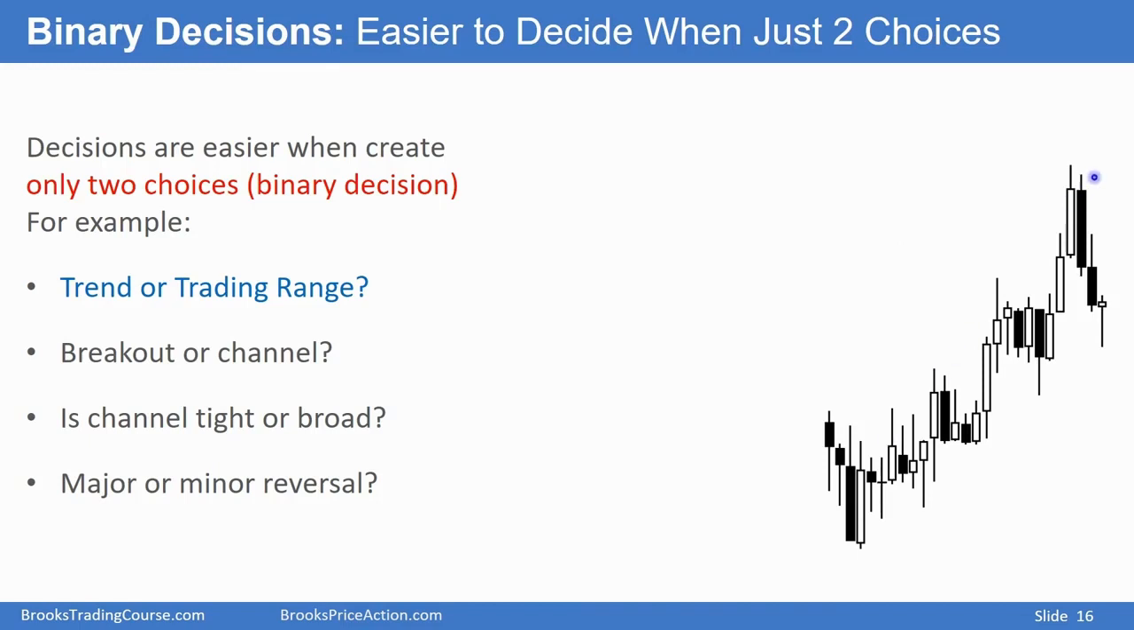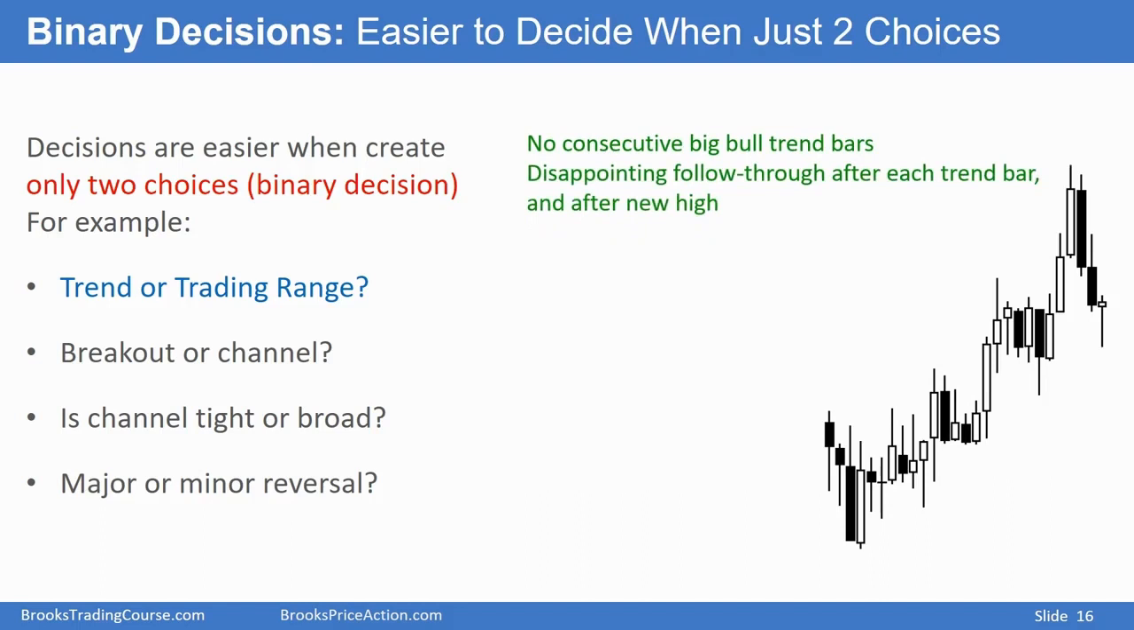So this is a bull trend and has pullbacks, so it's a channel. Is the channel tight or broad? And we're getting a reversal. Is it minor or major? Bull bars, but not great follow through after bull bars. Where are the consecutive big bull trend bars? That makes this more likely a bull leg in what will end up as a trading range.